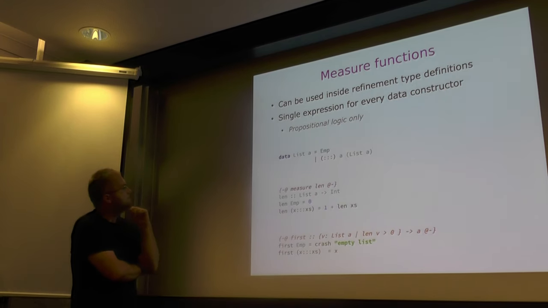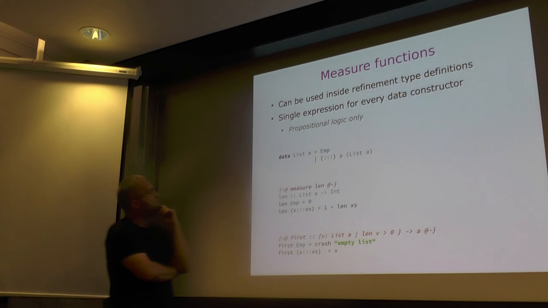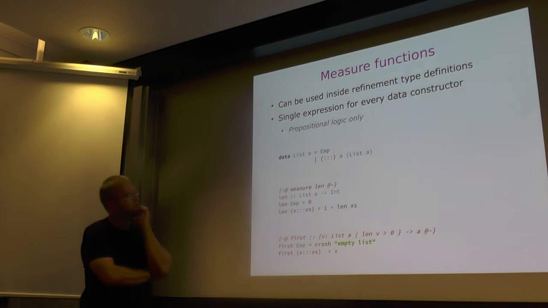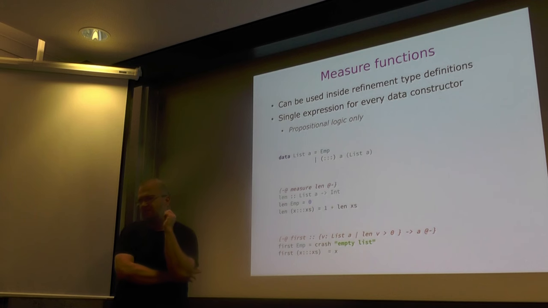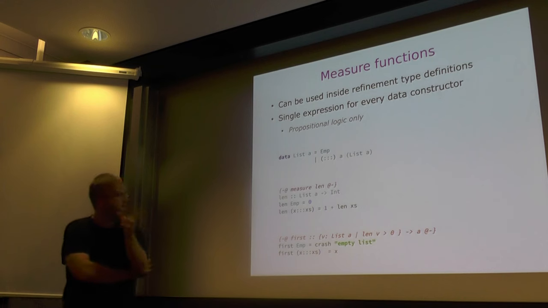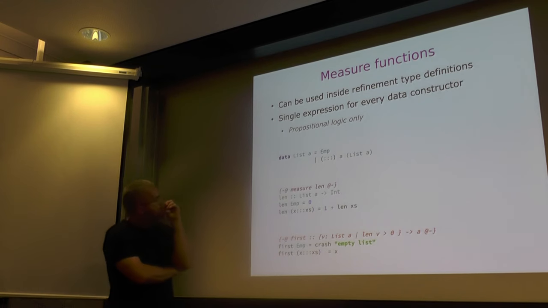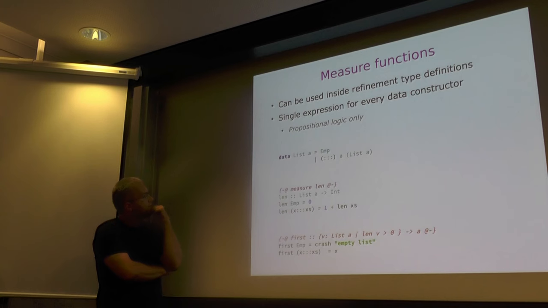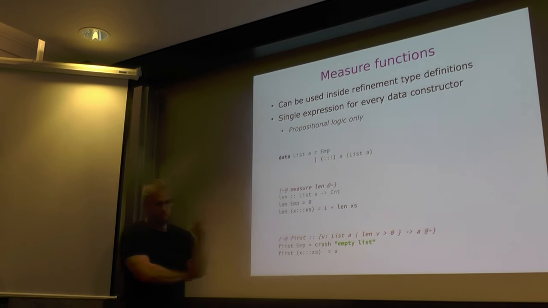So there's a special syntax, a special construct called measure functions. That's what they call them. A measure function is basically a function that you declare to be usable inside of the refinement conditions. But this function has to conform to some limitations. It has to have a single expression for every data constructor.